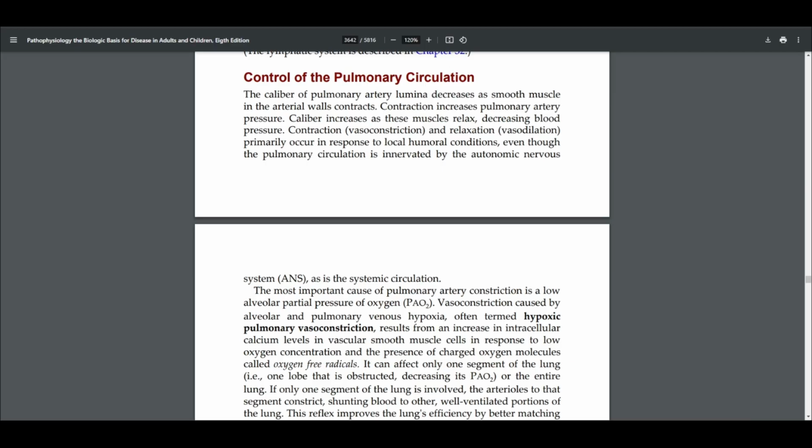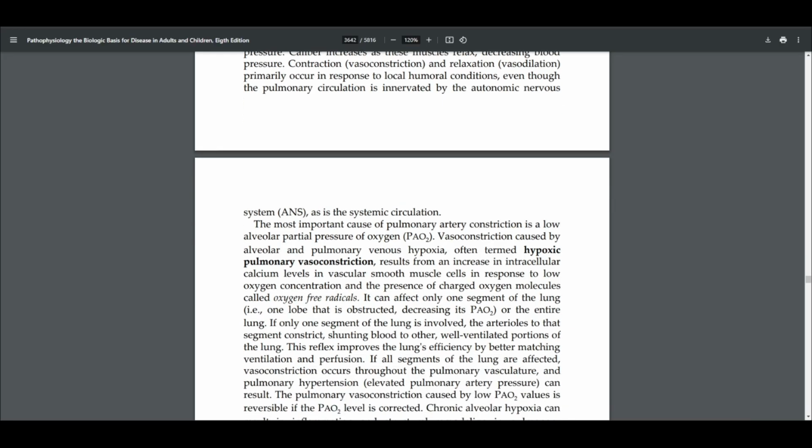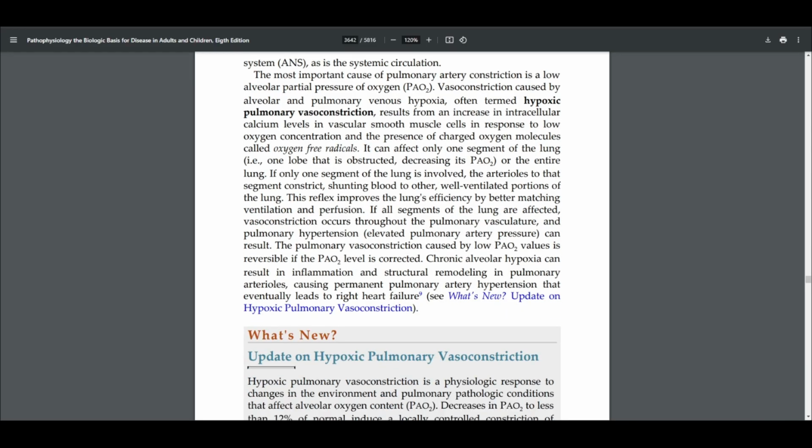Contraction, or vasoconstriction, and relaxation, or vasodilation, primarily occur in response to local humoral conditions, even though the pulmonary circulation is innervated by the autonomic nervous system, as is the systemic circulation. The most important cause of pulmonary artery constriction is a low alveolar partial pressure of oxygen, that is, PaO2.